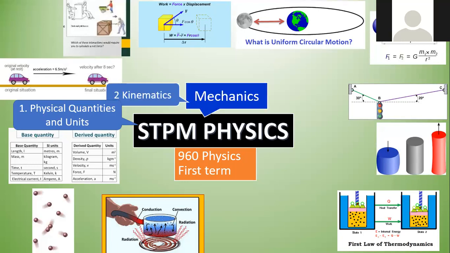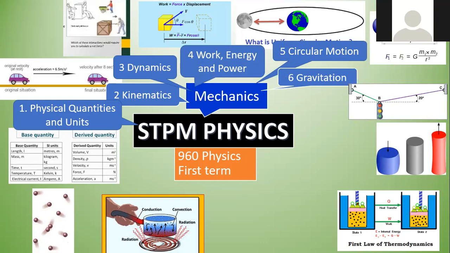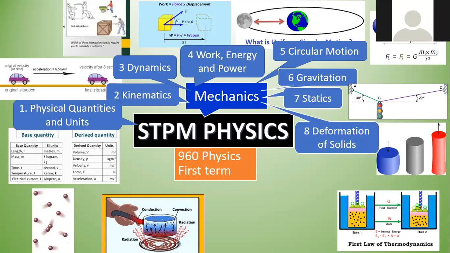Then under mechanics, we go to kinematics, dynamics, work, energy, and power. Right? Same as A-level. Circular motion is more for A2 for A-level. Gravitation is also A2. Statics is also required for AS for A-level. Deformation of solids, AS. Thermodynamics is more for A2.